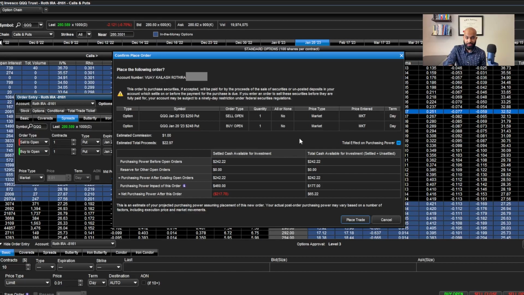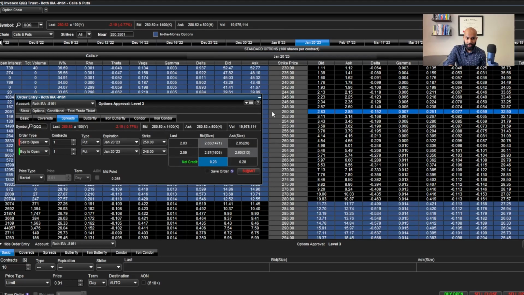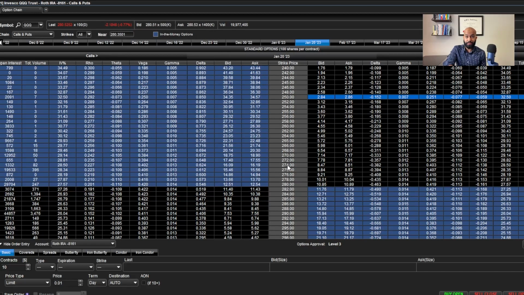I'm going to enter into an iron condor next and I'll show you. So here I hit place trade. And there we go, I got filled. So that was the put credit spread.